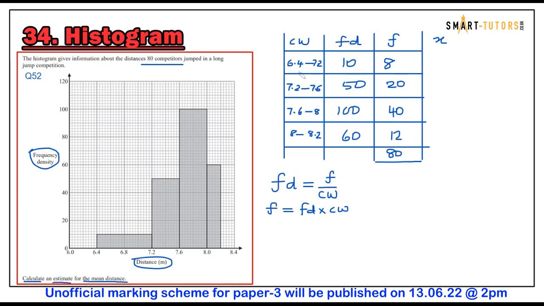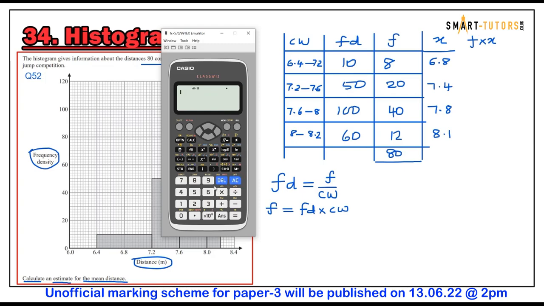What is X? The midpoint. For 6.4 and 7.2, the midpoint is 6.8. You add them up and divide by 2. For 7.2 to 7.6, 7.4 is the midpoint. This is 7.8 is the midpoint, and this is 8.1 is the midpoint. Now we are going to find the F times X column, a multiplication of each pair of numbers.